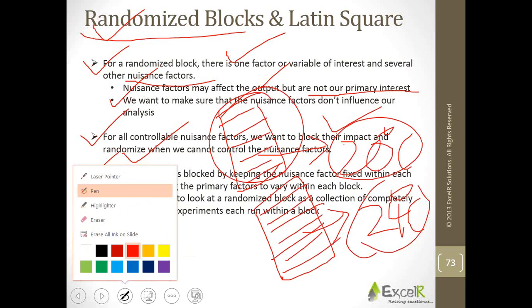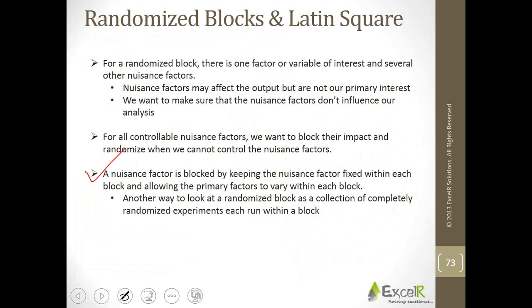So the nuisance factor is blocked by keeping the nuisance factor fixed within each block and allowing the primary factors to vary within each block. Primary factors or the main factors are the same. A is one primary factor, B is another primary factor, C is another primary factor, right? Another way to look at a randomized block is as a collection of completely randomized experiments, each run within the block.